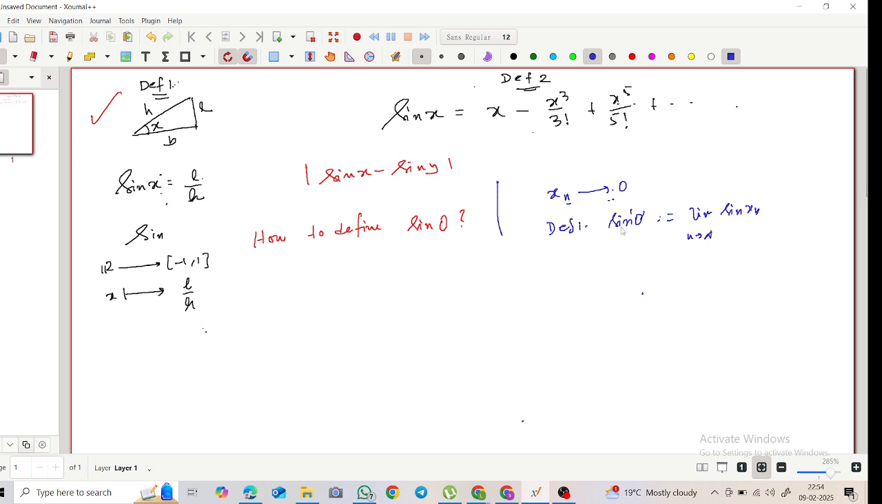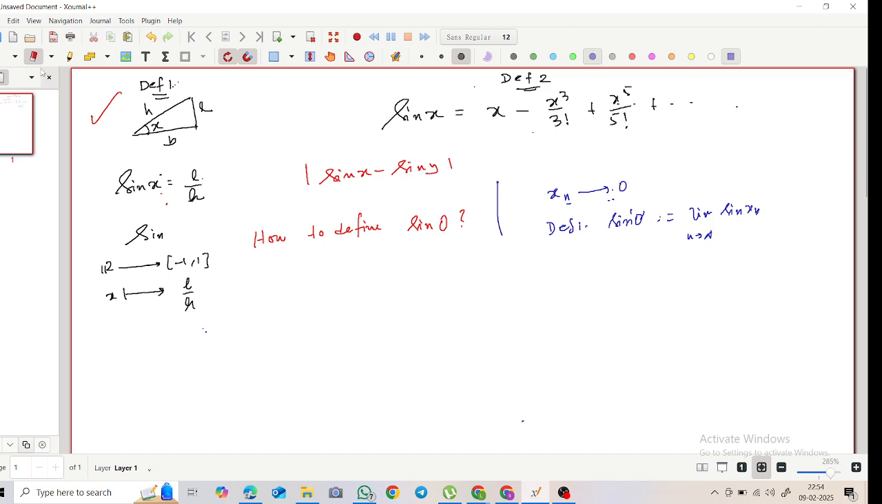And also, if we just suppose xn goes to 0, it's really hard to show that sin xn goes to 0. Because if xn goes to 0, your L decreases. So suppose sin xn becomes ln by hn. Now the problem is that ln decreases, hn also decreases. How do you show that sin xn goes to 0 if xn goes to 0? I mean, we are talking about really fundamentals here.